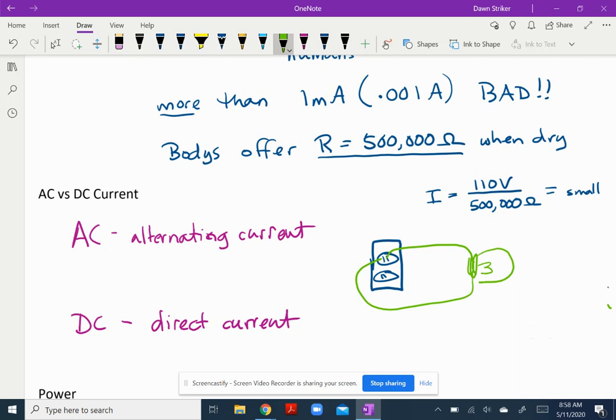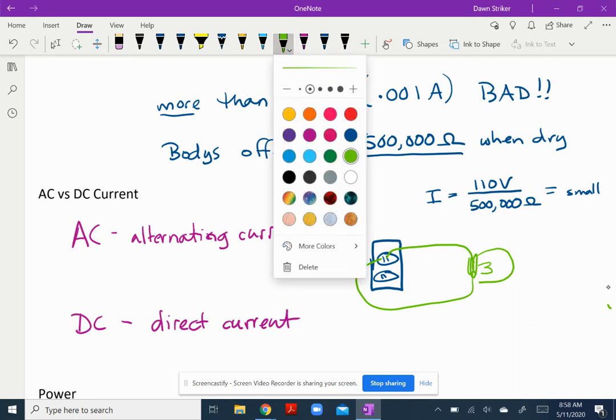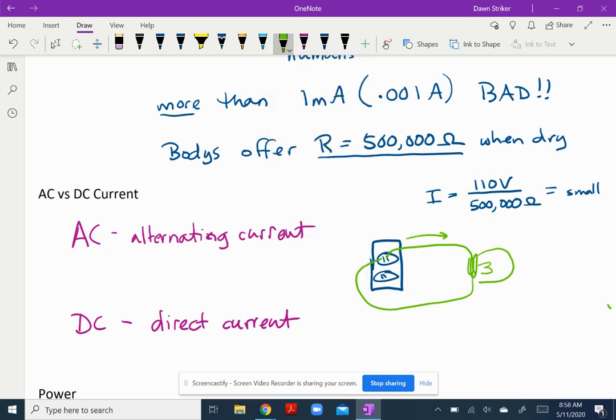Well, here the current goes in one direction. Current goes this way, and then it goes back again. So it goes forward and back and forward and back. It doesn't make a complete loop. It just keeps moving forward and back. In fact, it changes direction 60 times every second, 60 cycles per second.